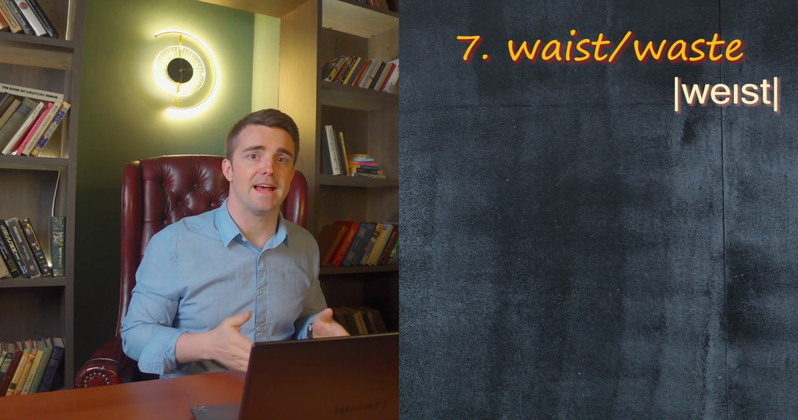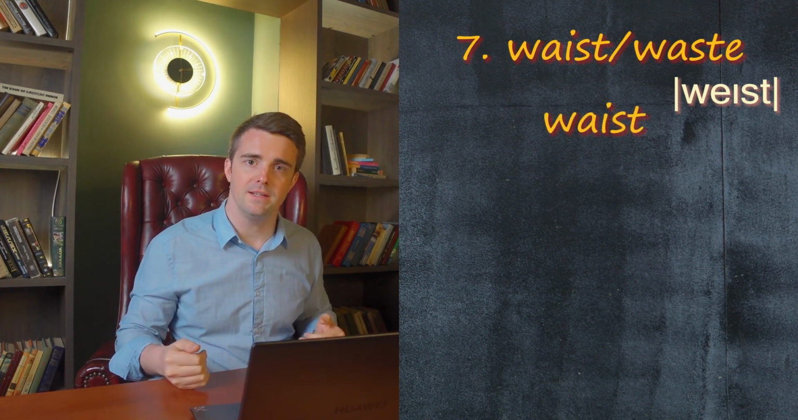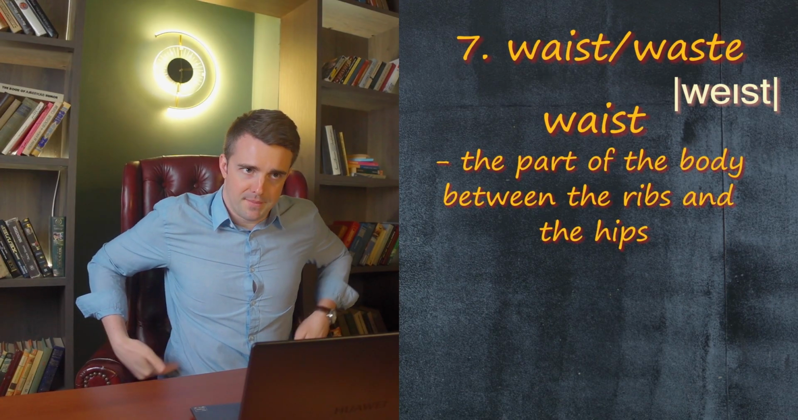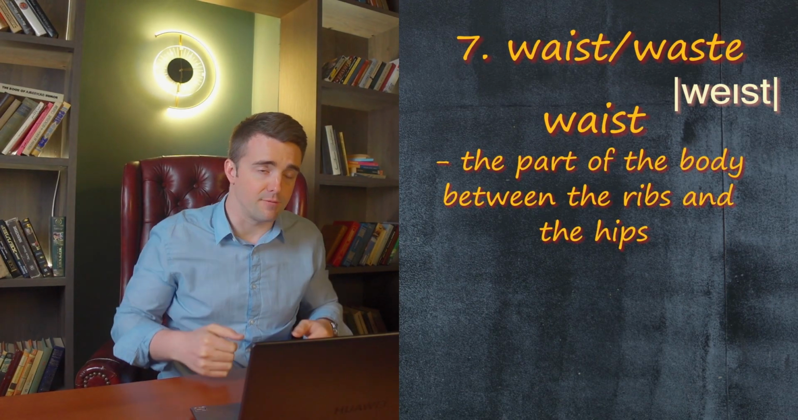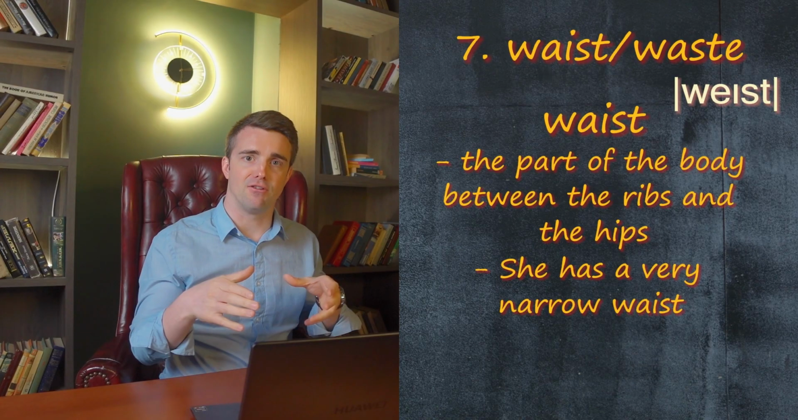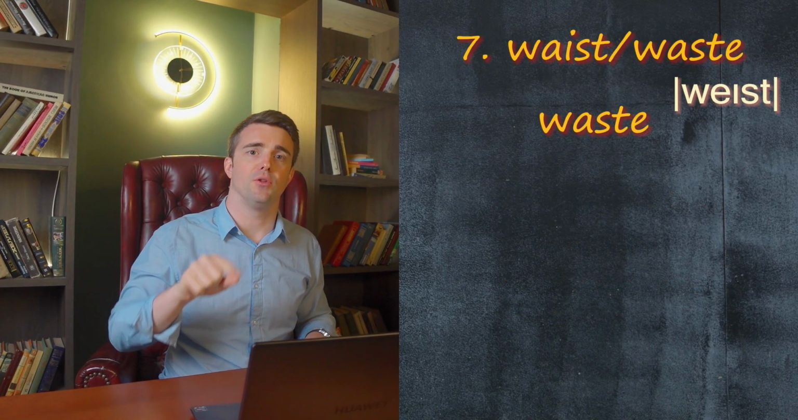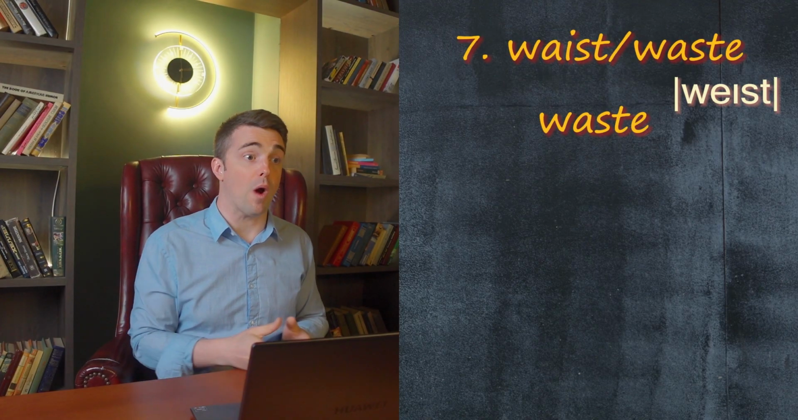Let's look at waist and waste. Waist with the letter I is the part of the body between the ribs and the hips. Waist, for example, she has a very narrow waist. And waste with the letter E on the end, waste.